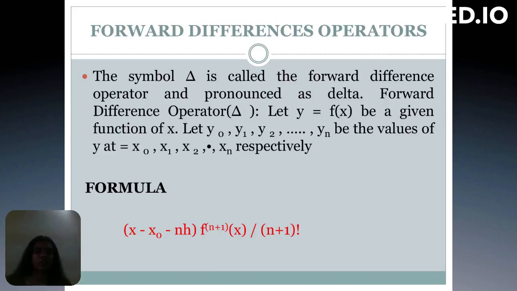And for example of this forward difference operator, we'll take let y equals f of x, which is a given function of x, and let y naught, y1, y2 till yn be the values of y, at x equals x naught, x1, x2, till xn respectively. And the formula for this forward difference operator is x minus x naught minus nh, f to the power n plus 1, multiplied by x, and as a whole it's divided by n plus 1.